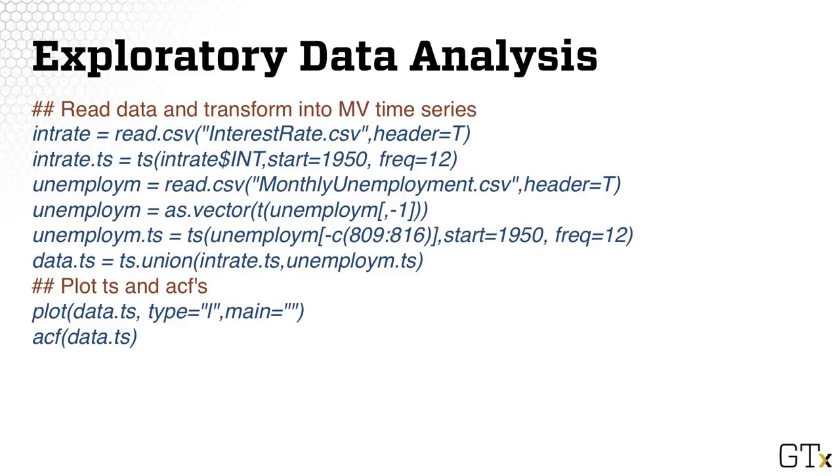To combine the two time series into a multivariate time series, we can use the ts.union command. This step is needed in estimating the autocorrelation and cross-correlation using the acf command.